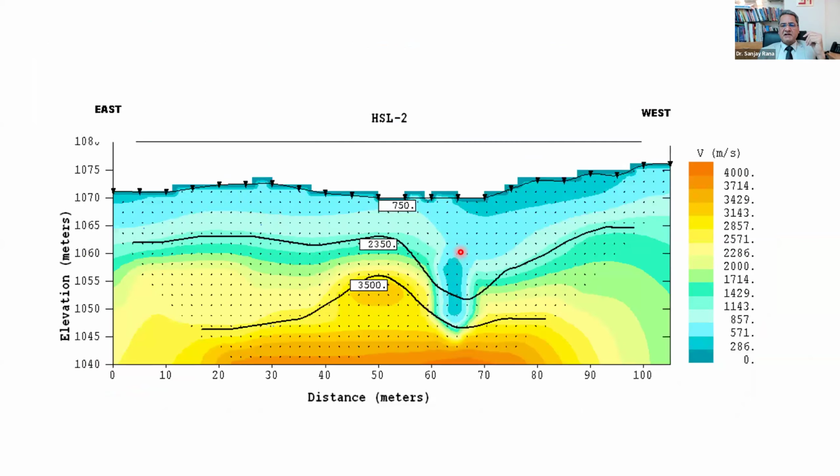So this is the strength of seismic refraction tomography. It can detect small shear zones. This is just a 7 to 10 meters wide shear zone which has been detected using this.